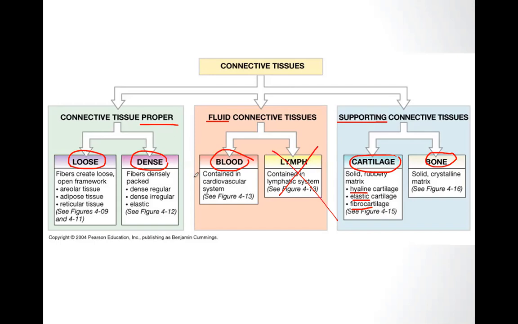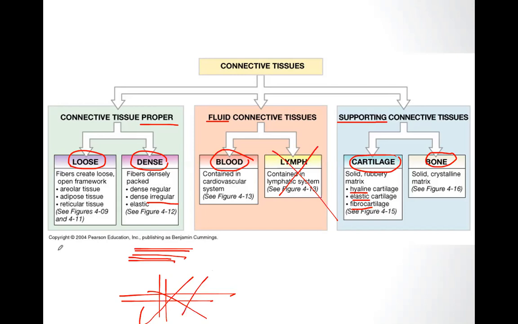For dense, the main feature is that you have lots and lots of protein fibers. Dense could be regular, which means if I'm looking at the protein fibers, they are parallel to one another. There's no crossing. But if I look at the irregular version, what would I have? Fibers going this way, fibers going this way. So they're crisscrossing or going over each other. So basically an irregular pattern.